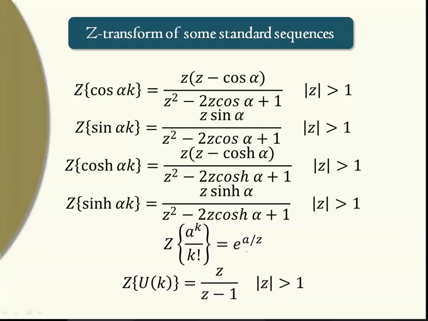Then z transform of a raised to k upon k factorial. It will be e raised to a by z. Okay, standard formula is there. A raised to k, a can be any number. This a can be any number raised to k upon k factorial. It will be e raised to a by z.